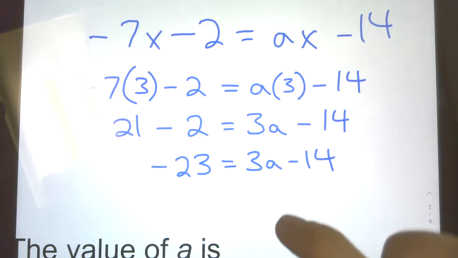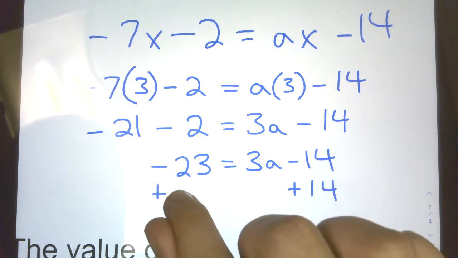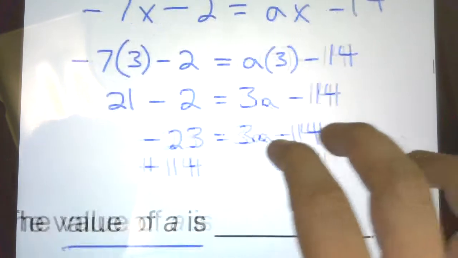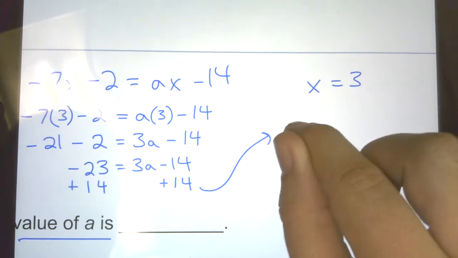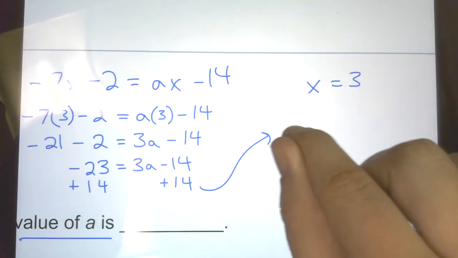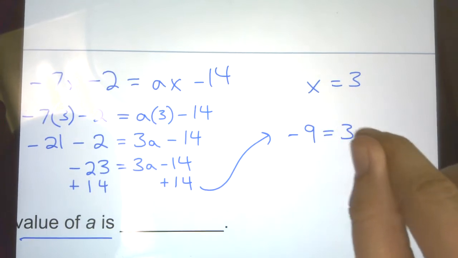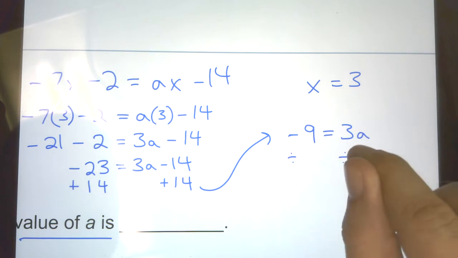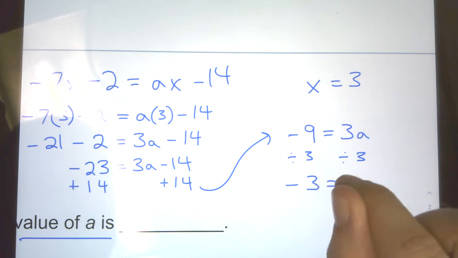I didn't draw the line in this, but that's okay. I'm going to add 14 to both sides. Negative 23 plus 14 is negative 9. So I'm going to go up here. Negative 23 plus 14 is negative 9 equals 3a. And then I'm just going to divide both sides by 3 to get negative 3 equals a.